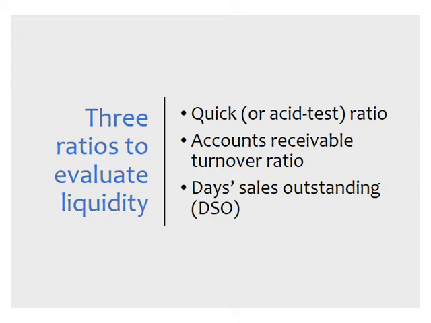The ratios are 1. Quick or acid test ratio, 2. Accounts receivable turnover ratio, 3. Days sales outstanding, DSO.